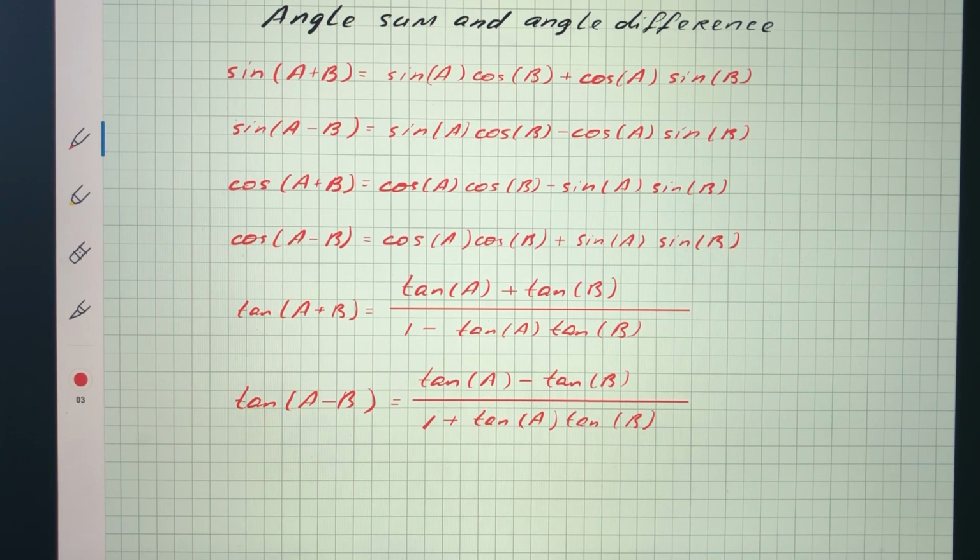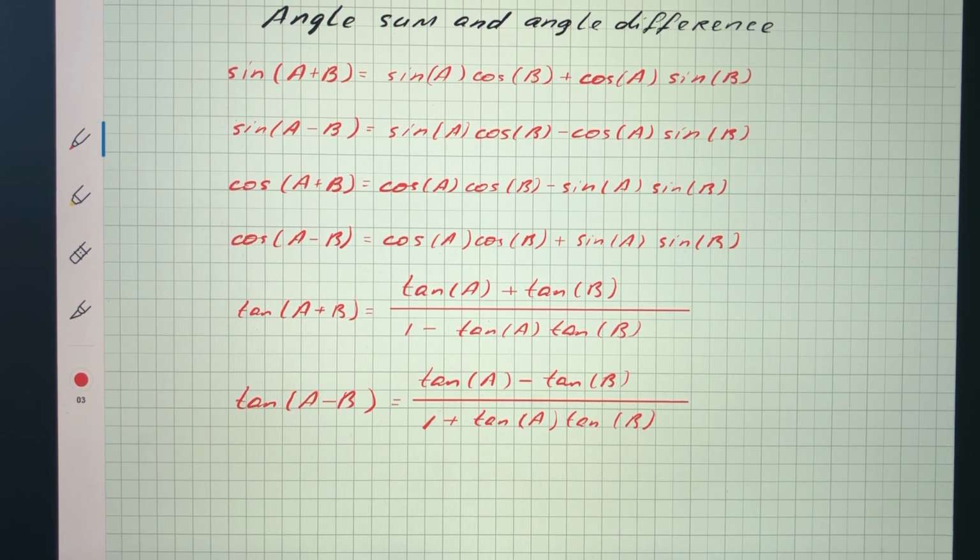Hello, in this video let's look at the formulas for the angle sum and angle difference. We can use these formulas to compute exact values of some angles that we could not do before, because in the past we could only compute the sine, cosine, tangent of any angle if it was a multiple of 30 or 45. If it was anything else, we only had the calculator to work with. But with these formulas, we can compute other angles.